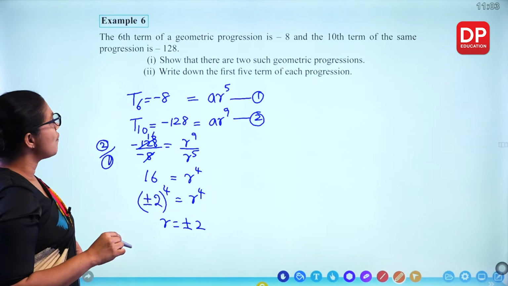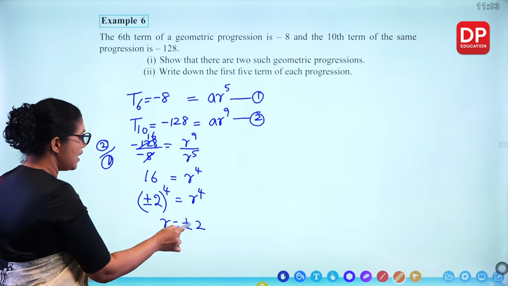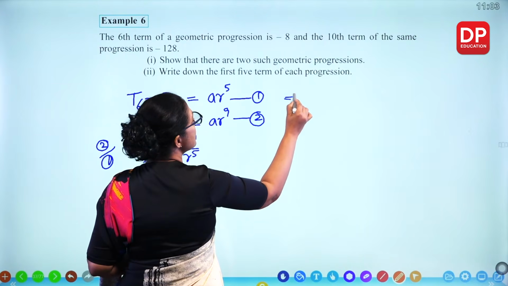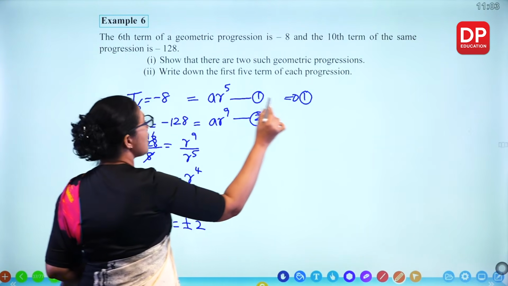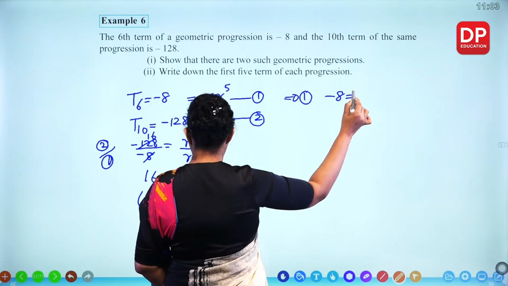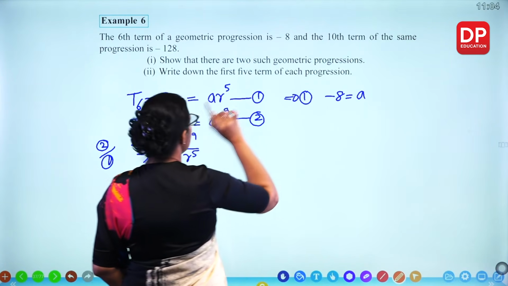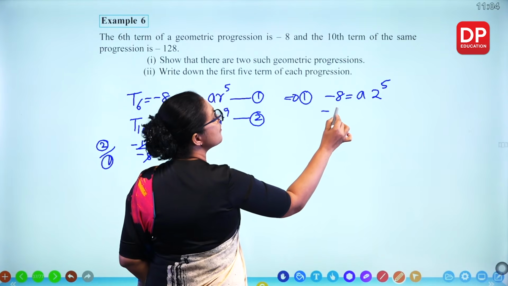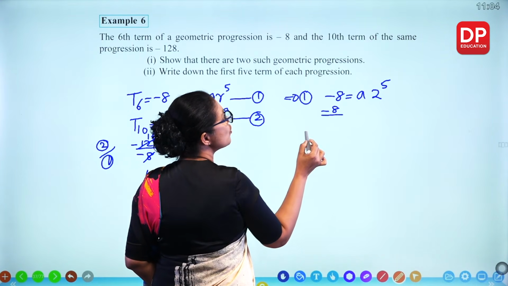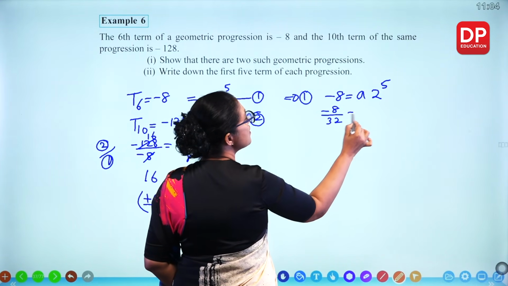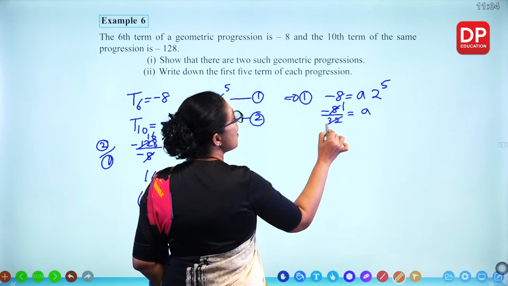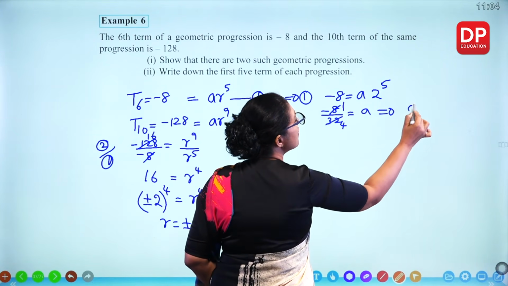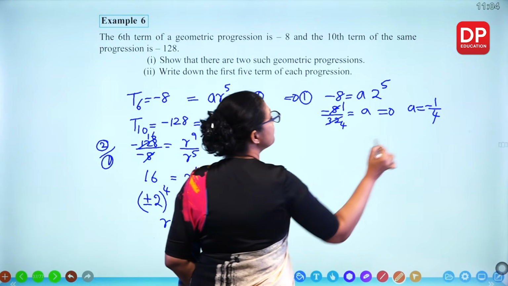Write down the first 5 terms. But before that, we need to find out the first term. I'll take the first equation. Minus 8 equals a times. I'll first take plus 2, 2 to the power 5. Minus 8 divide by 2 to the power 5. That's 32 is equal to a. 8 times 1, 8 times 4. A is negative 1 over 4.